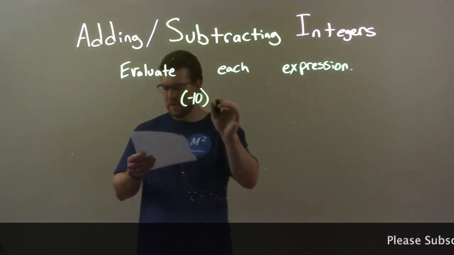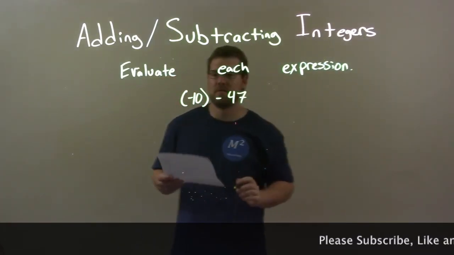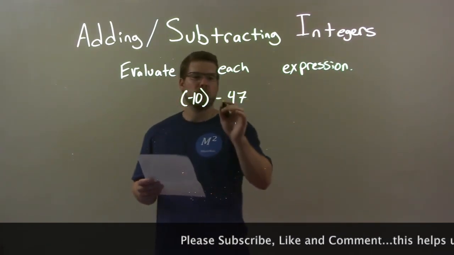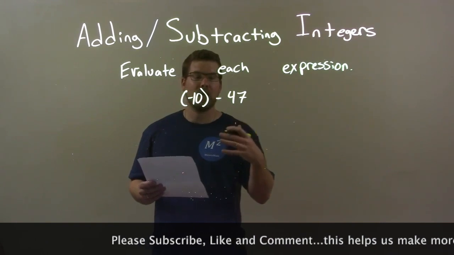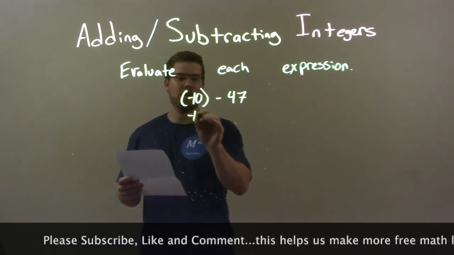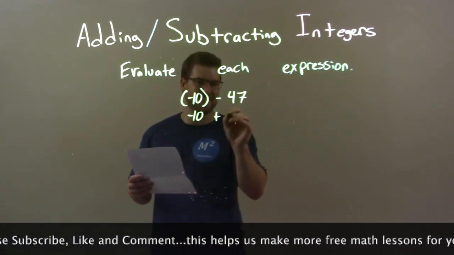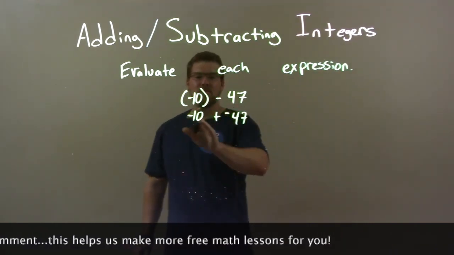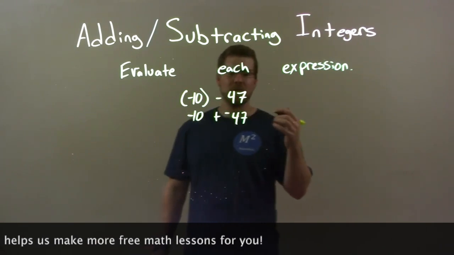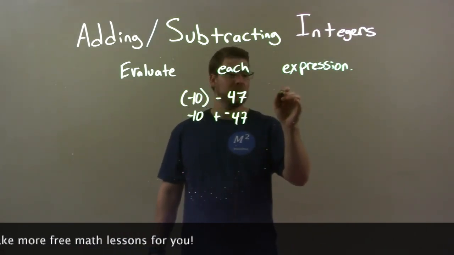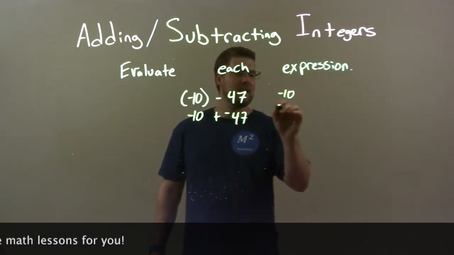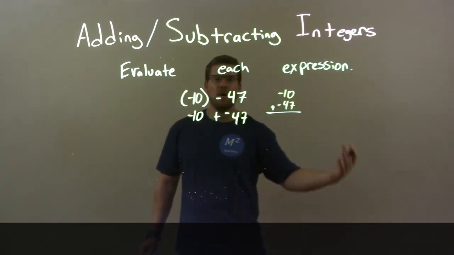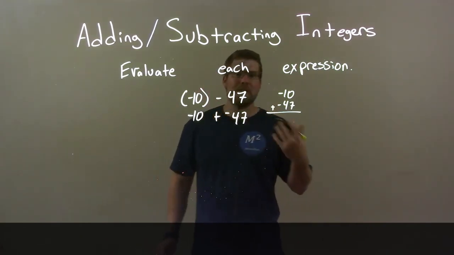Negative 10 minus 47. So we have negative 10 minus 47, right? Well, subtracting 47 is the same thing as adding a negative 47. So we have negative 10 plus a negative 47. Since both of these are negative, we can treat it almost like they're both positive. We're adding these two negative numbers together. We know it's going to be a larger, quote-unquote, negative number.